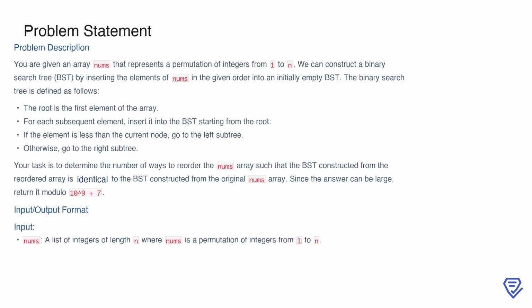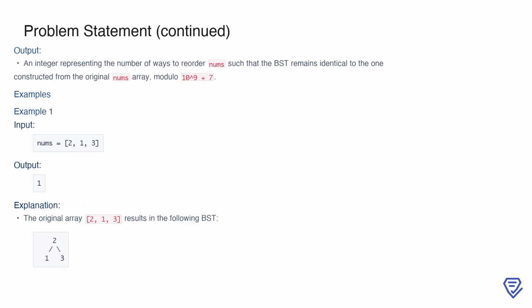The input to the problem is the array nums, and it will contain integers from 1 to n with no duplicates. The output of this problem is a single integer. This integer represents the number of ways to reorder the array nums such that the binary search tree built from the reordered array is structurally identical to the BST built from the original array. You must return this result modulo 10 to the power of 9 plus 7.